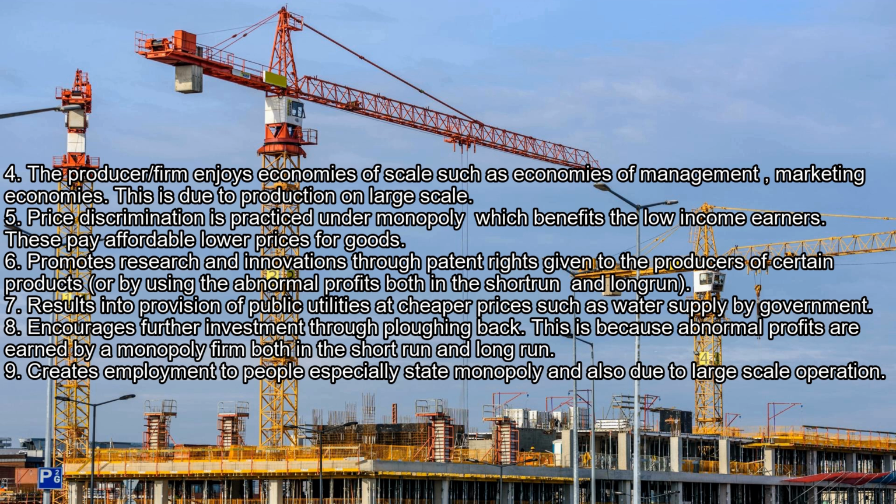6. Promotes research and innovations through patent rights given to the producers of certain products or by using the abnormal profits both in the short run and long run. 7. Results into provision of public utilities at cheaper prices, such as water supplied by government. 8. Encourages further investment through ploughing back. This is because abnormal profits are earned by a monopoly firm both in the short run and long run. 9. Creates employment to people, especially state monopoly, and also due to large-scale operation.